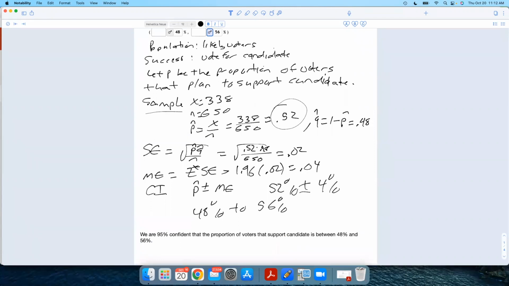We're not making predictions about the samples. I did the sample. Sample's done. I'm making predictions about the entire population.